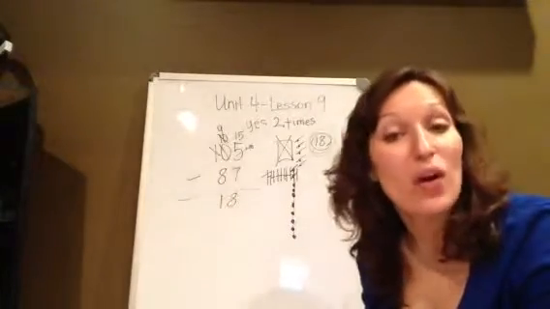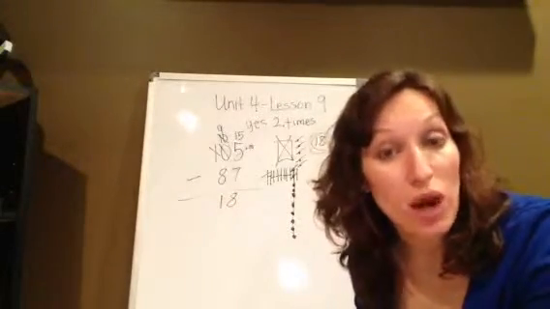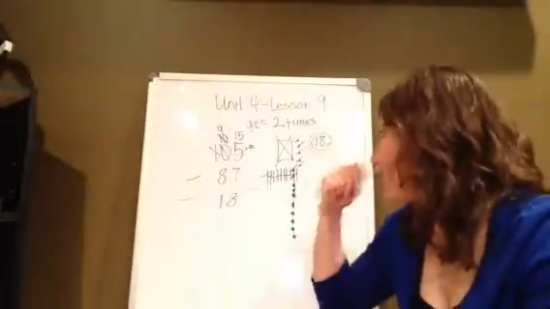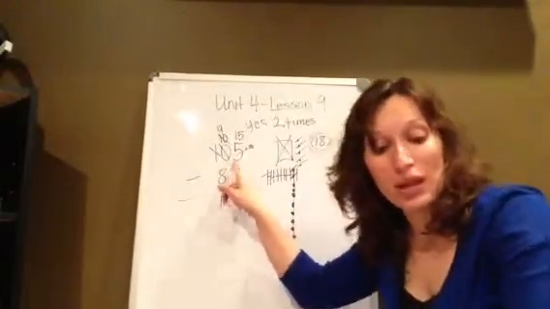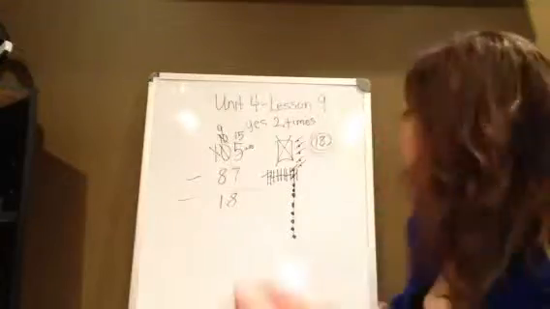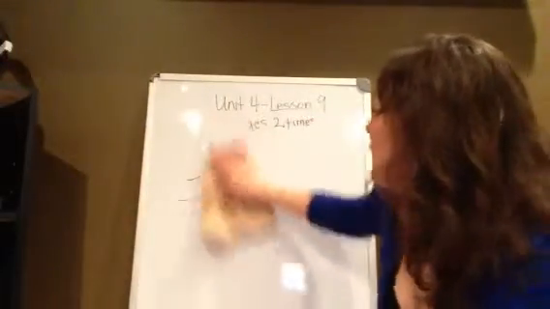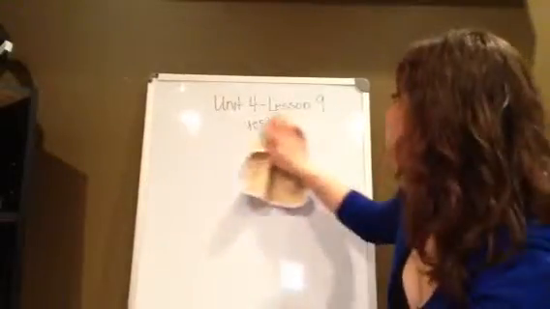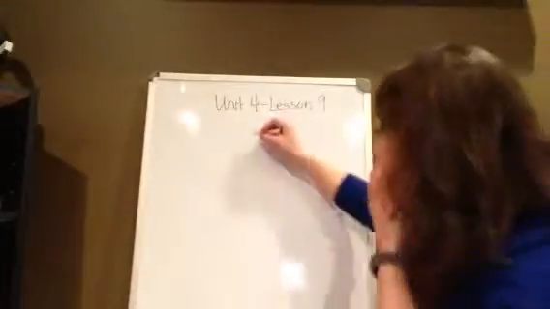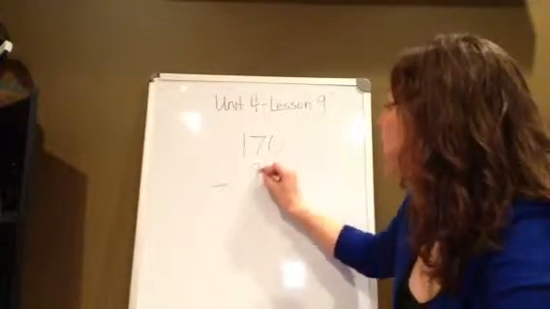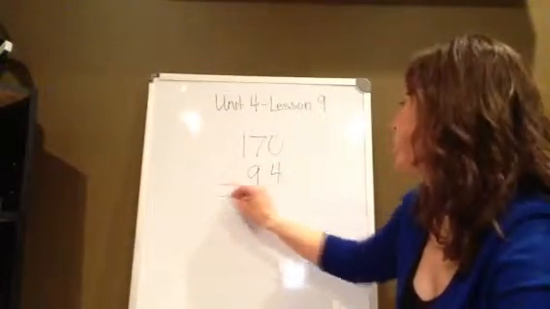Okay? Now, we might have a 0 in a problem. This time the 0 was in the 10 spot. What if the 0 is only in the 1 spot? Let's take a look at that and see what that looks like. If we had 170 and we want to take away 94, okay?